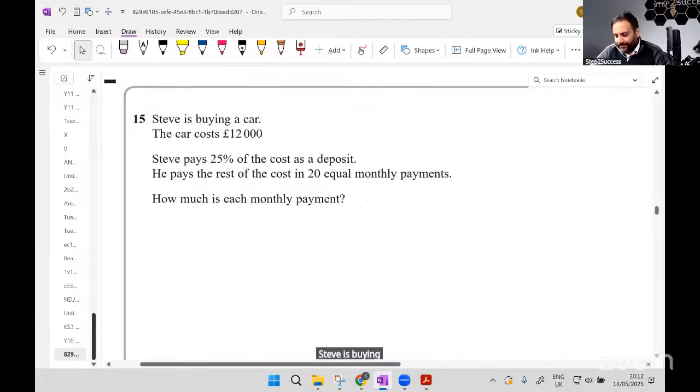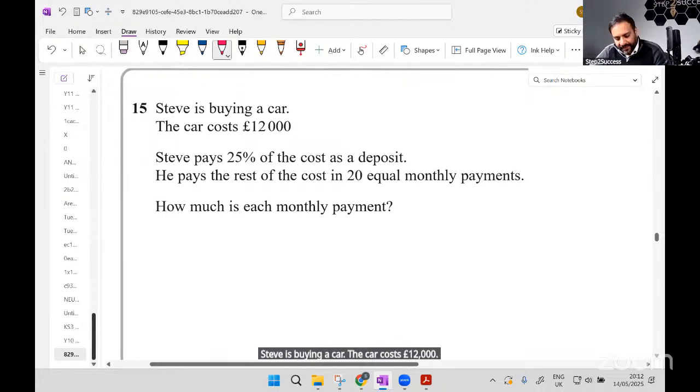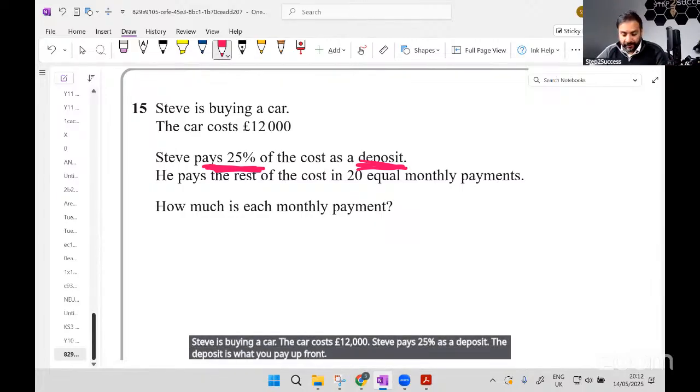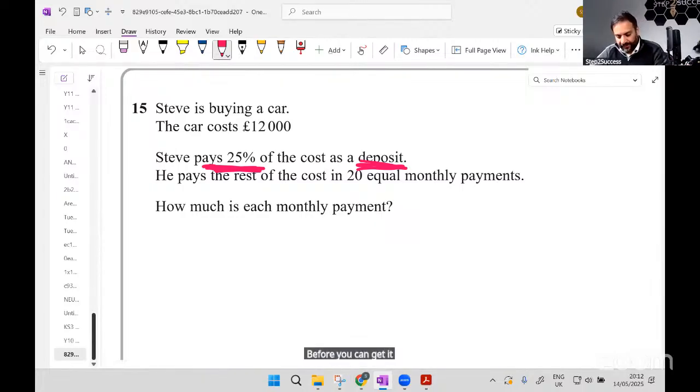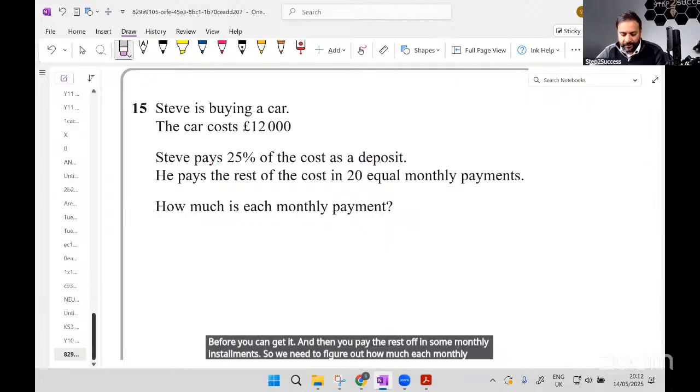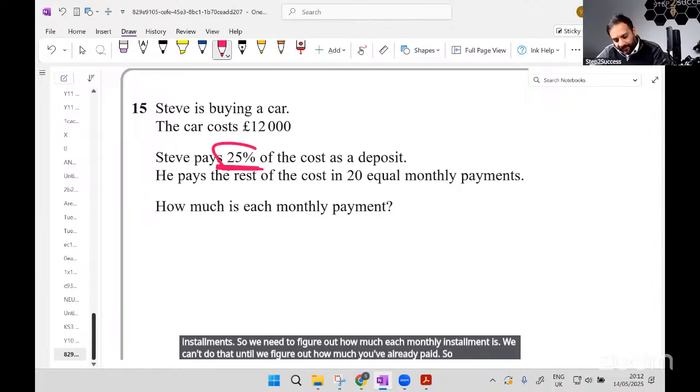The car costs £12,000. Steve pays 25% as a deposit. The deposit is what you pay up front before you can get it. And then you pay the rest off in some monthly installments. So we need to figure out how much each monthly installment is. We can't do that until we figure out how much you've already paid. So you've already paid 25%.